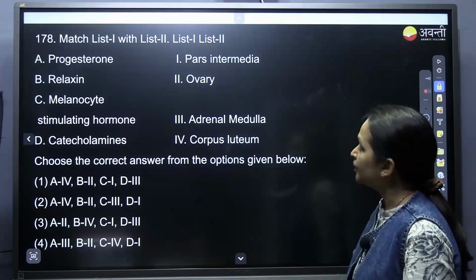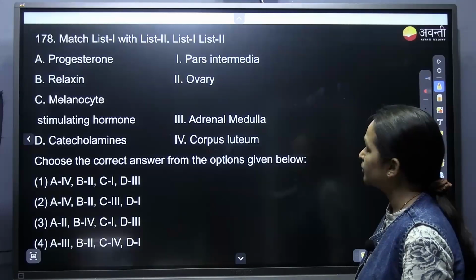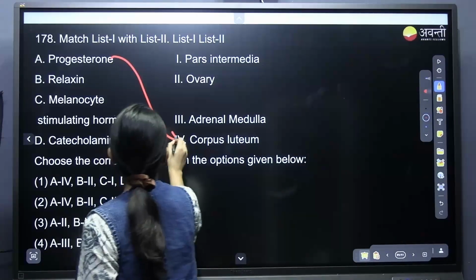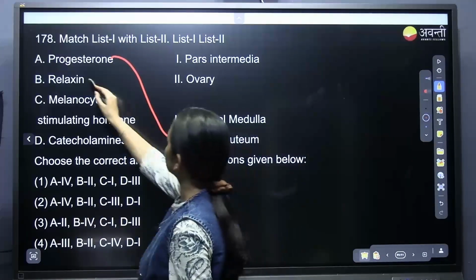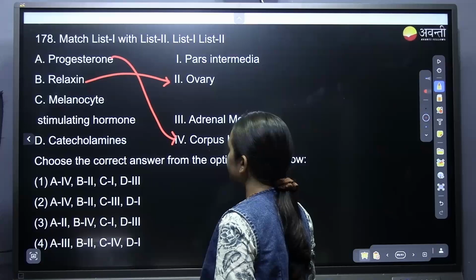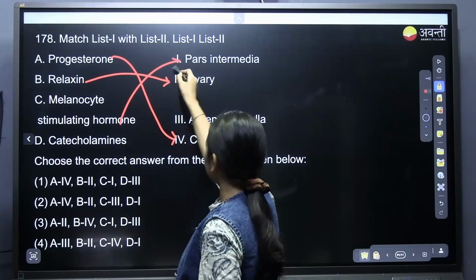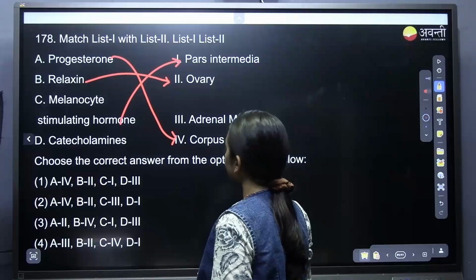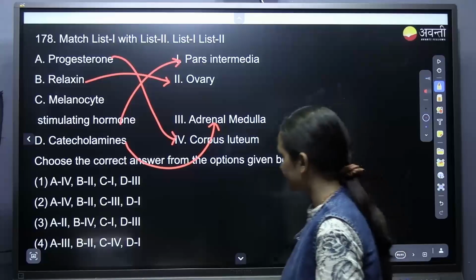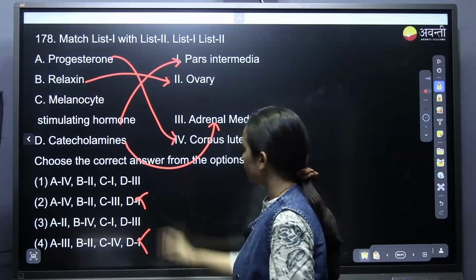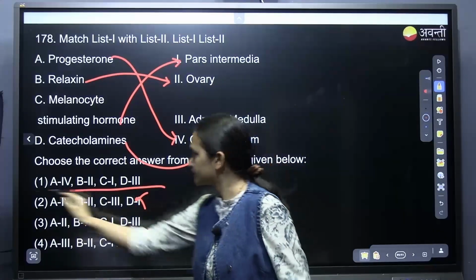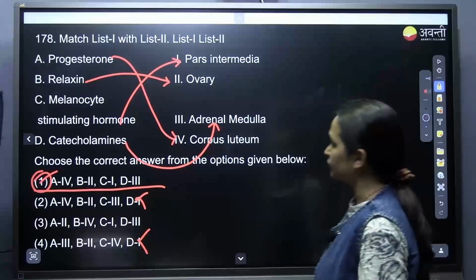Okay. Match list 1 and 2. Progesterone, corpus luteum. Relaxin, ovary. Melanocyte stimulating hormone, MSH, pars intermedia. Catecholamines, adrenal medulla. D3. C1 is given. B2. Yes. A4. Understanding?